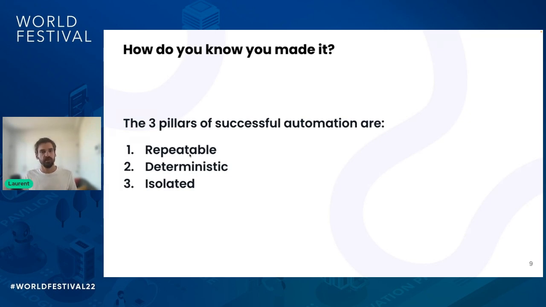And the third one is isolated. This is a bit more advanced, and isolated is what's really going to allow you to power efficient end-to-end testing. So isolated is a core principle where you should be able to run any two tests you have on your test suite at the same time, and they should not impact each other. They should not conflict with each other.